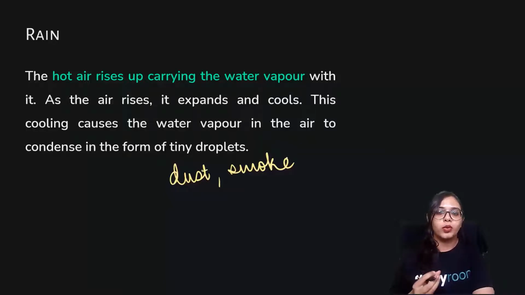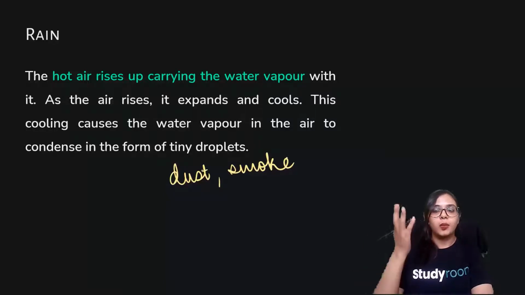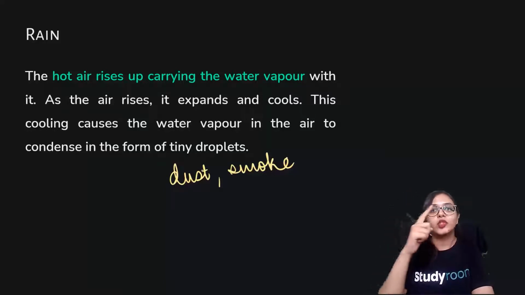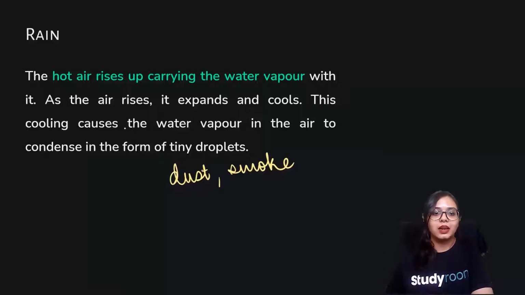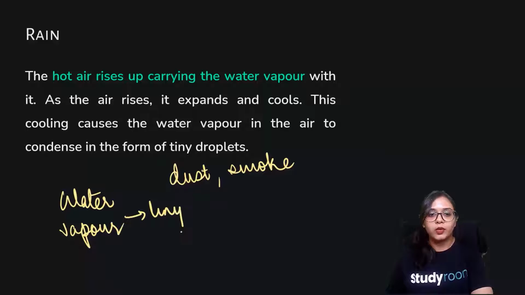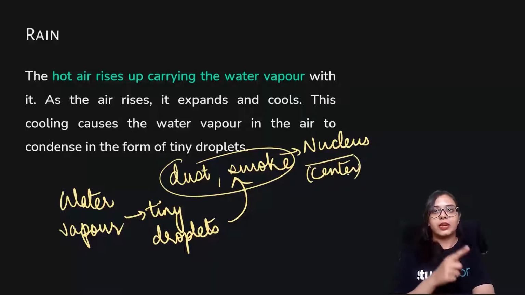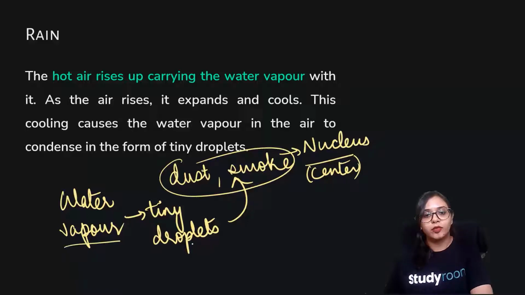So these water droplets are rising up along with this warm air, and when they reach the upper parts of the atmosphere where the temperature is comparatively cooler, they condense in the form of tiny droplets. So this water vapor condenses in the form of tiny droplets around these dust or smoke particles. These dust or smoke particles act as a nucleus, a center around which these tiny droplets condense.